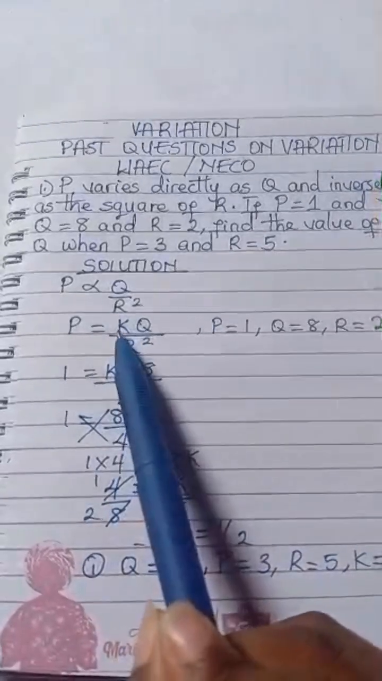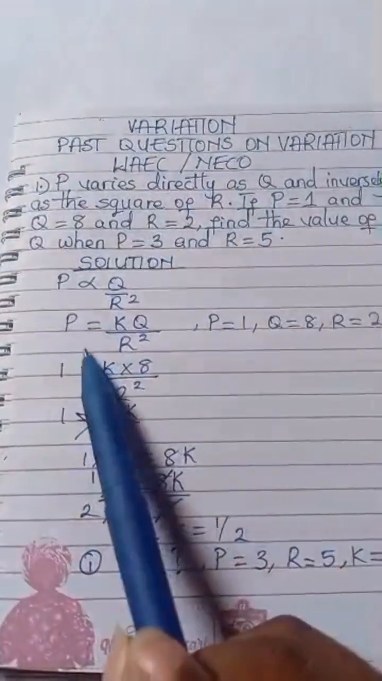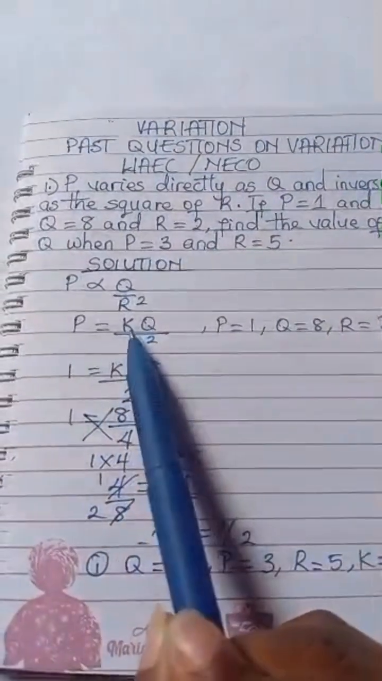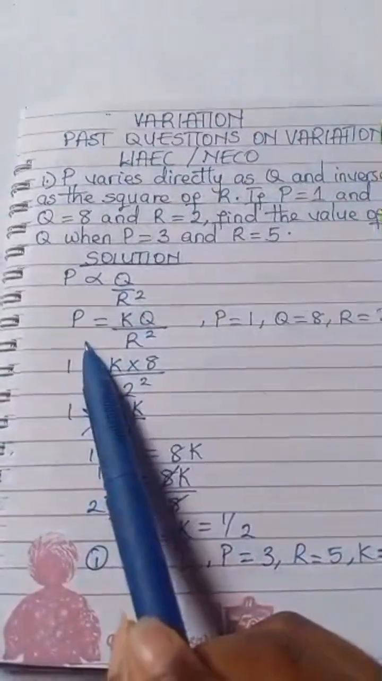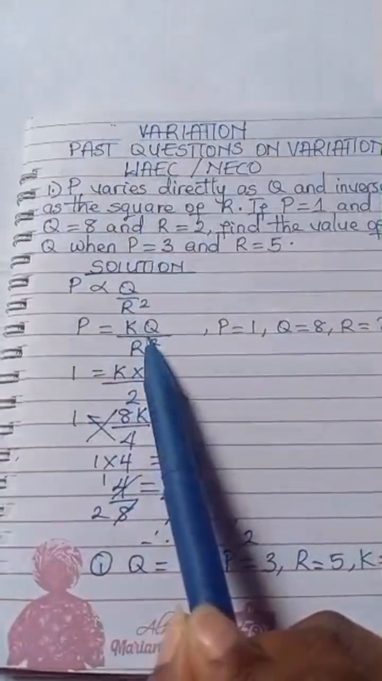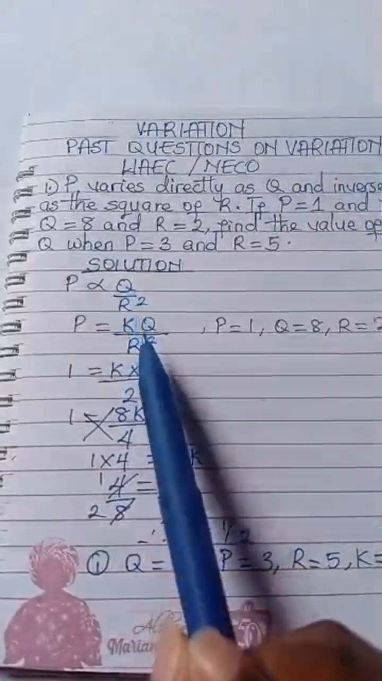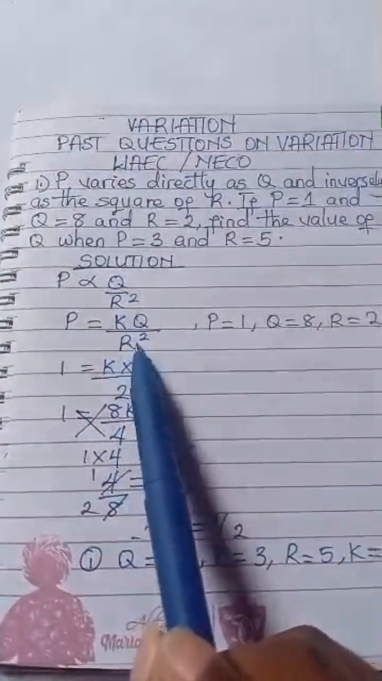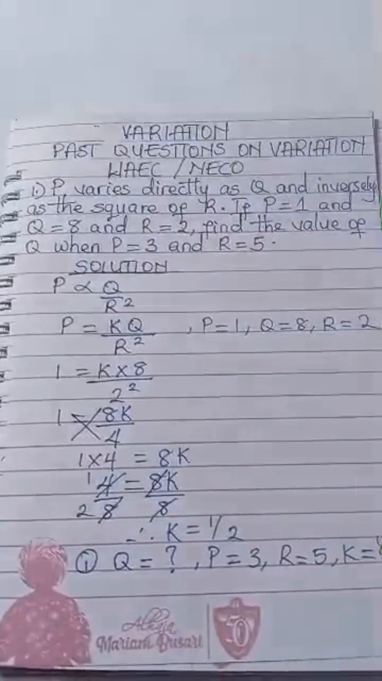So to introduce our equals sign, we're going to bring in a constant k. So it's now become P is equal to k times the Q that was there before. That's kQ over R squared. So let's now read the question further.